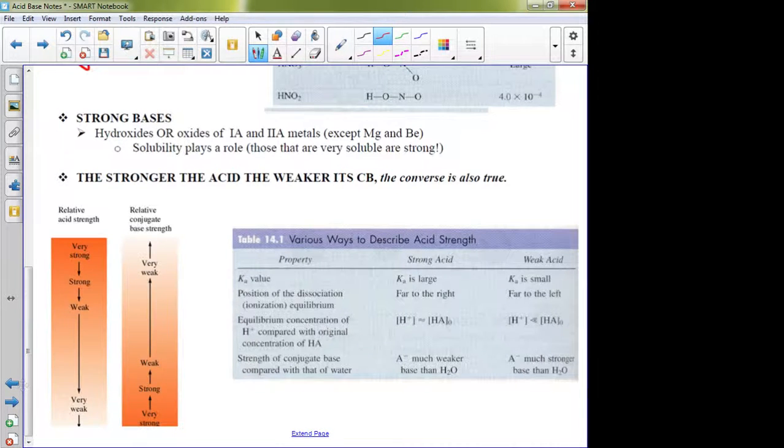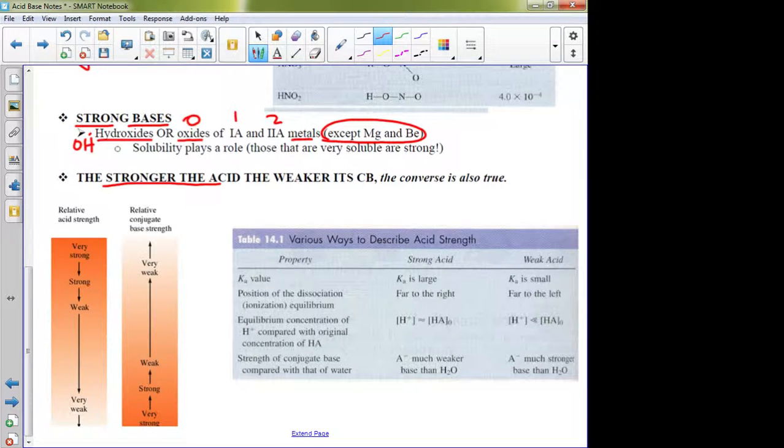All right, this will be the last concept we do today, and we'll wrap it up. Let's go over this right quick. So we know what our strong acids are. There's 6 of them. Here's how you know your strong bases. They are the hydroxides or the oxides. Hydroxide is what? OH negative. Or the oxides, meaning they're just bonded to the oxygen, of group 1 and group 2 metals on the periodic table except magnesium and beryllium.